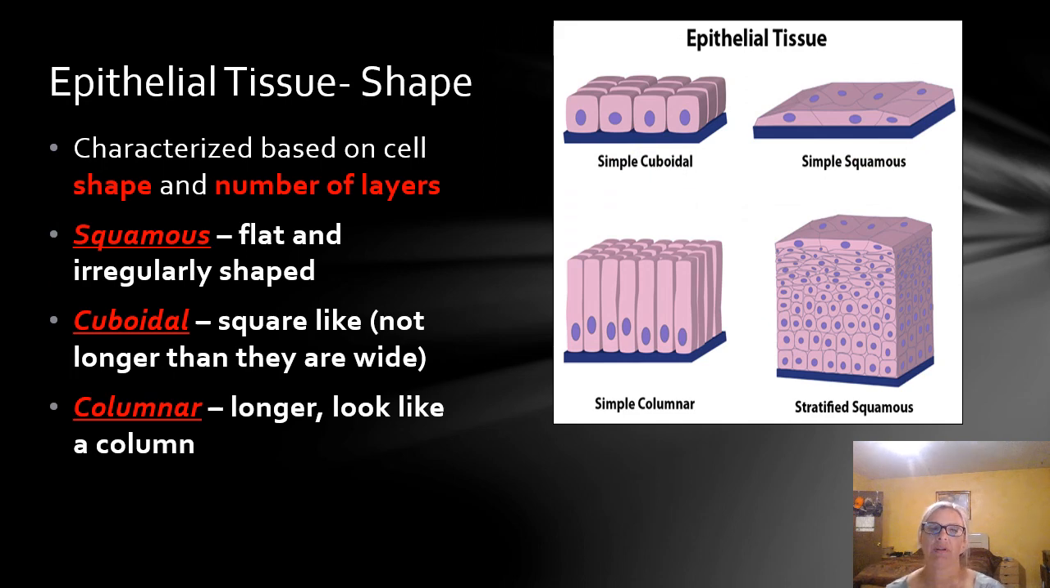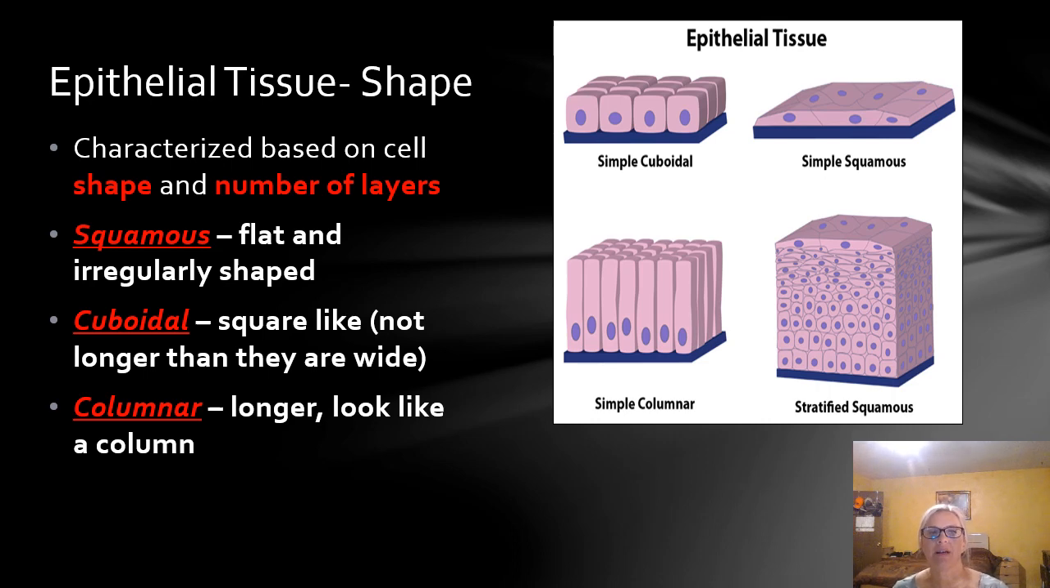When we're looking at epithelial tissues, part of their name comes from their characteristics. They're characterized by the type of shape they have and the number of layers they have. So that's really important to understand what these terms mean. One, because it's part of their name, and two, because it helps us to identify them correctly.